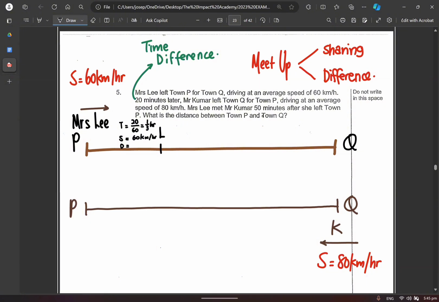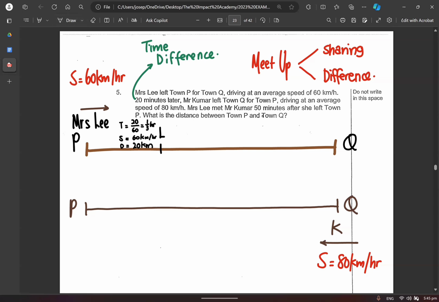When I do 60 times 1/3, what do I get? I get 20 kilometers. Okay, that means Mrs. Lee has already traveled 20 kilometers. Then Mr. Kumar started. So to find the time Mr. Kumar took to catch up.